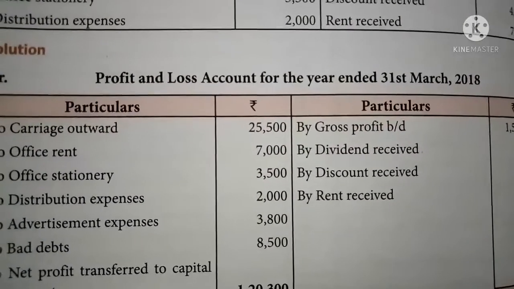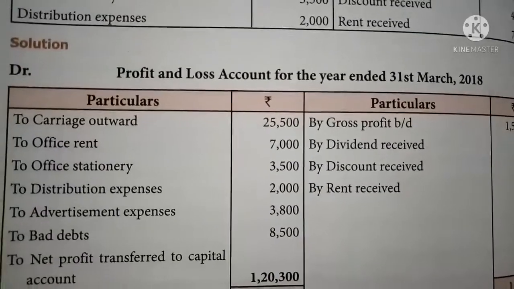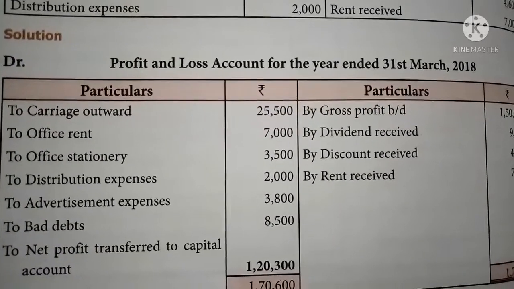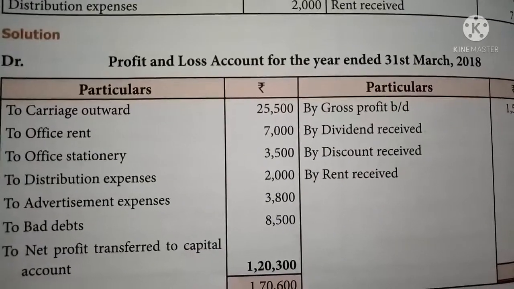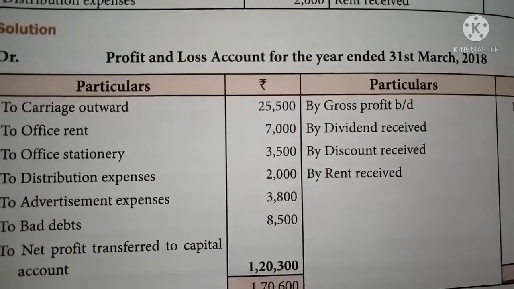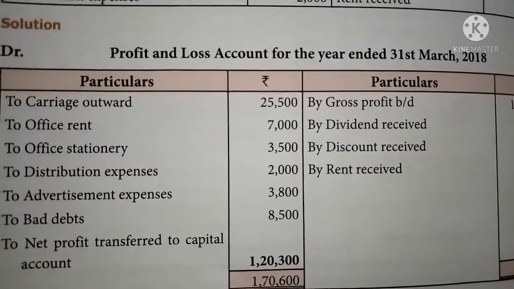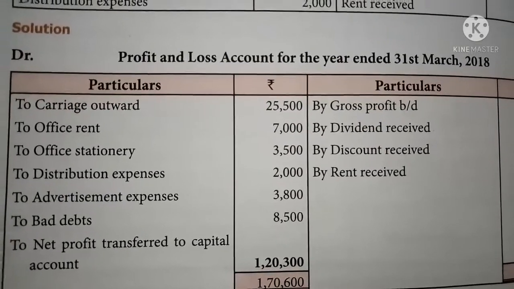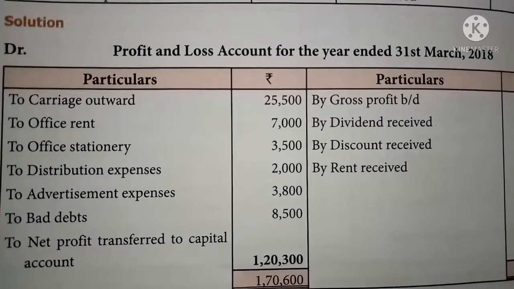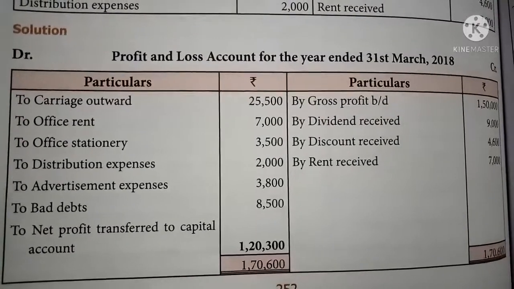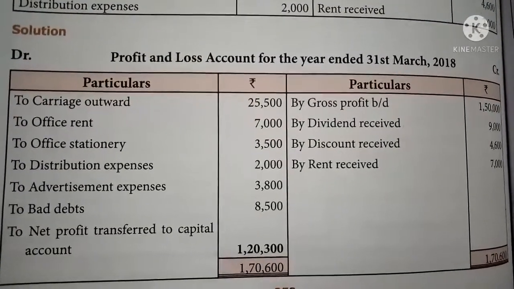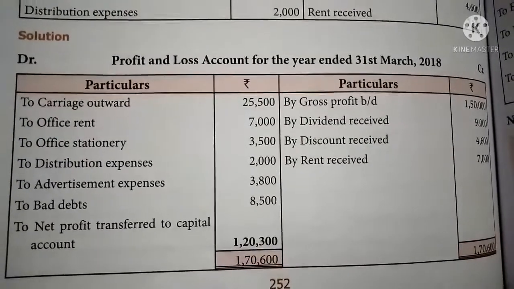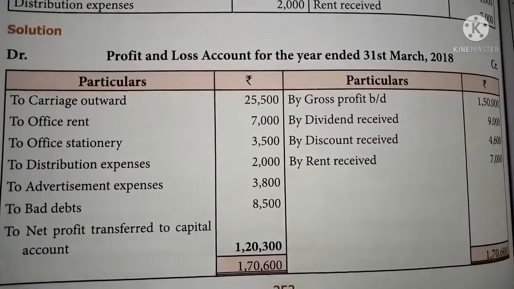So after writing all the expenses and incomes in the profit and loss account as per the format and the information given in the sum, you can write debit and credit, expenses and incomes. After writing all these necessary items, now you should balance the profit and loss account. First you should add the debit side total.